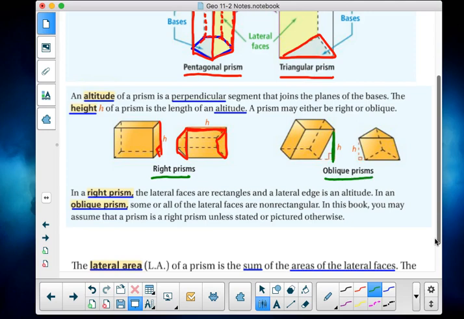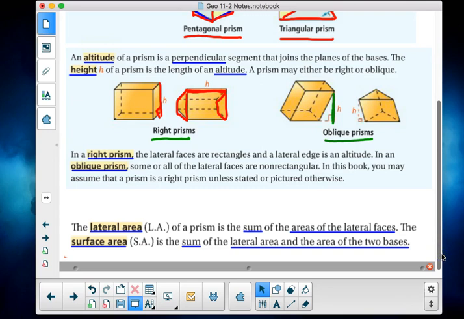Now in a right prism, lateral faces are rectangles and lateral edges are altitudes. In an oblique prism, some or all of the lateral faces are non-rectangular. In this book, you may assume that a prism is a right prism unless stated or pictured otherwise.